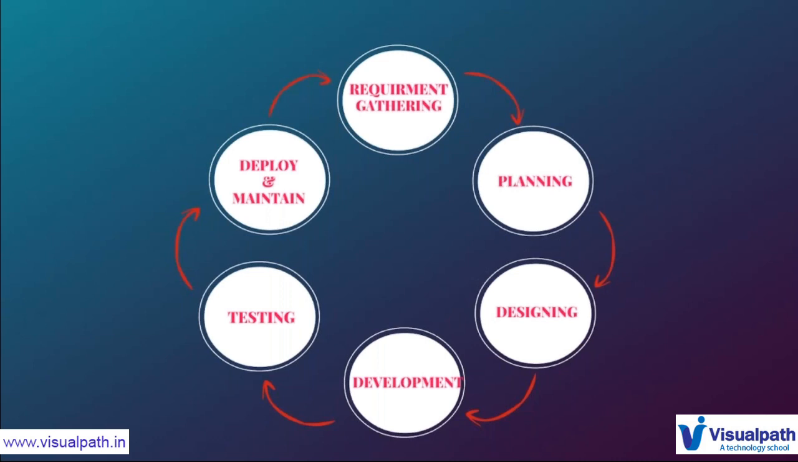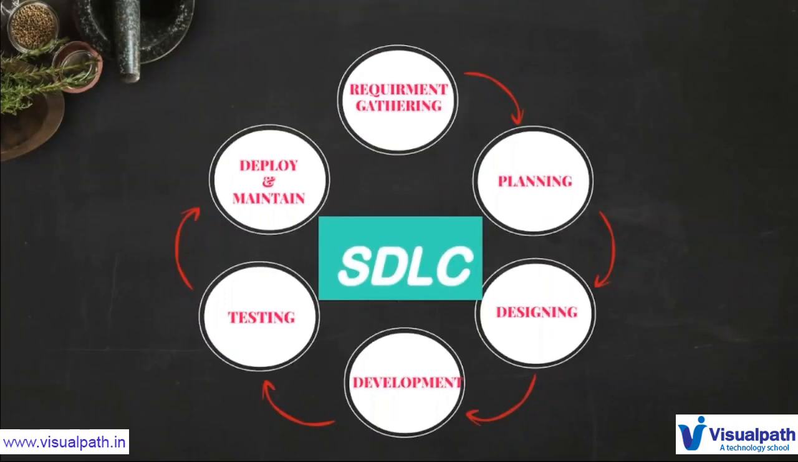So you have requirement gathering first, planning, designing. Architects are going to design. Developers are going to develop the product. Testers are going to test the product. Operations team is going to deploy and maintain the product. Okay, it's a cyclic process.